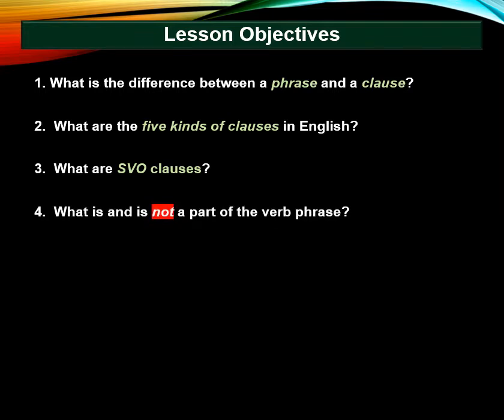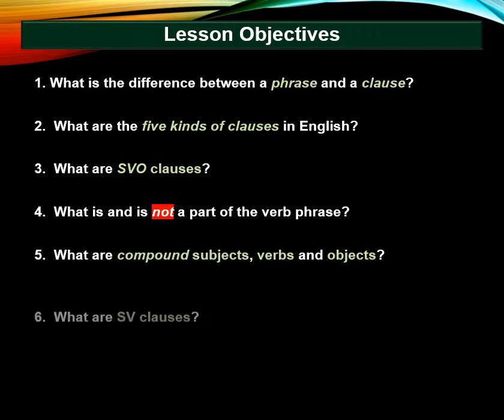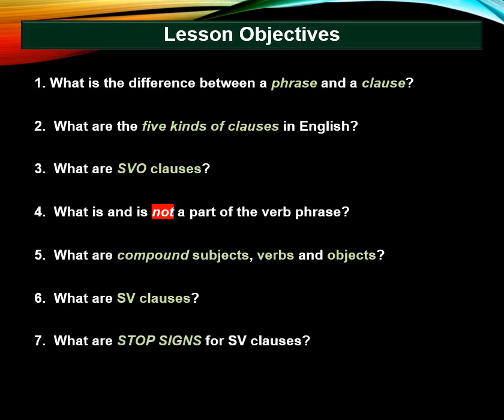What is and is not a part of a verb phrase? What are compound subjects, verbs, and objects? What are SV clauses? What are stop signs for SV clauses?